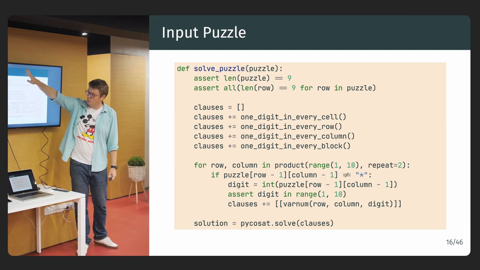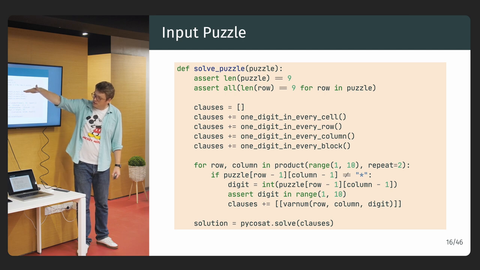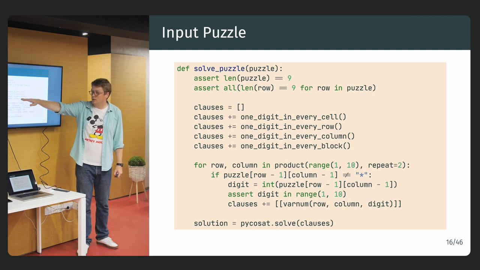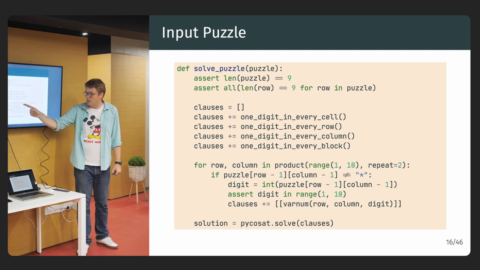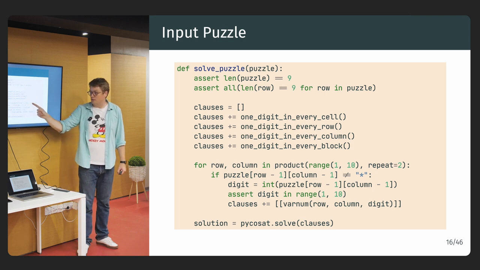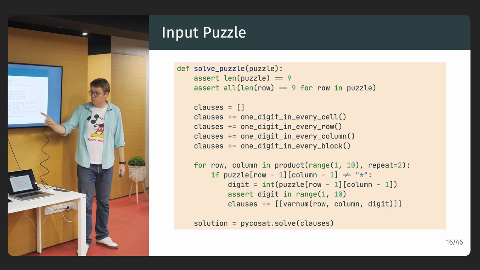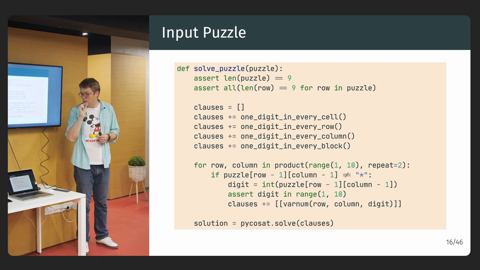I first check two asserts, not so important. Then I state that there should be exactly one digit in every cell, and each digit should appear exactly once in every row, in every column, and in every 3x3 block. And then finally, I state that if in my input puzzle there is a particular digit, then the corresponding variable should be true, so to say. For this, I introduce a clause which consists of just one variable, and this variable should be true.